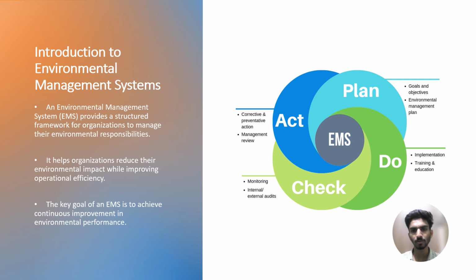This EMS includes these steps, as you can see in this image. The first one is plan, do, check, and act. Plan is the goal and objective, what your aim is, what you are going to execute, and what objectives you are going to achieve. So you make an environmental plan, and then do is to implement whatever the plan has been made.